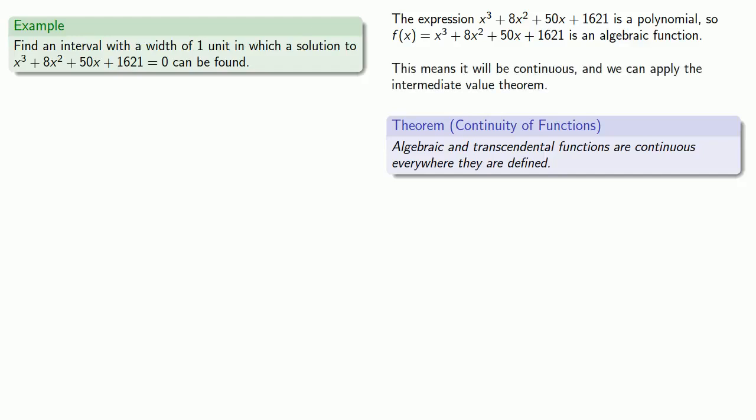So, since I have a target value of 0, if I can find a function value that is too large and a close by function value that is too small, then someplace in between will be just right.